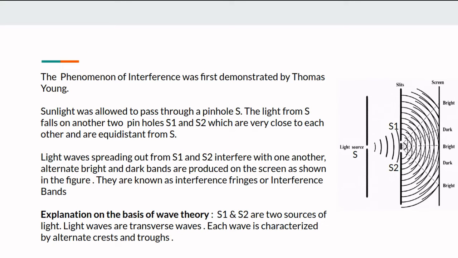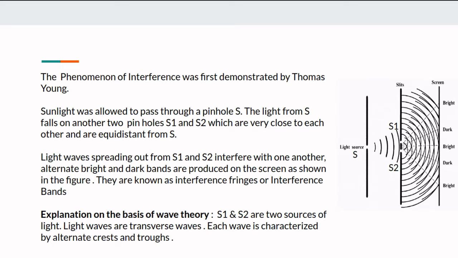The phenomenon of interference was first observed and experimentally demonstrated by Thomas Young. In this topic, I will discuss what interference is, how the bands are formed, and what the conditions for interference are, that is, the conditions for good observation of fringes, fringe width, good contrast, etc. I will also discuss different types of interference. These topics I will discuss in this lesson.